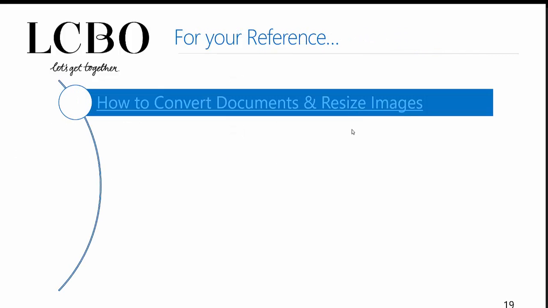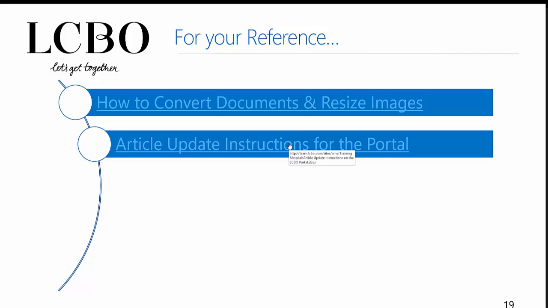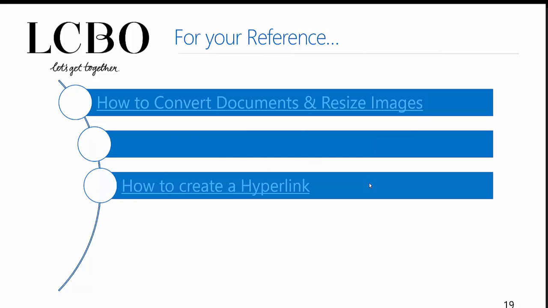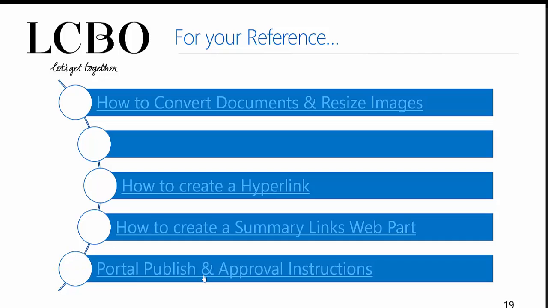Some things for your reference. There's some URLs here on how to convert documents and resize images. All of these links are on the Content Manager team site at team.lcbo.com/sitescms. There's instructions on doing article update instructions for the portal. There's an option for how to create a hyperlink, how to create a summary web part, and portal publish and approval instructions. This provides you a little more detail about the portal publish and approval process.